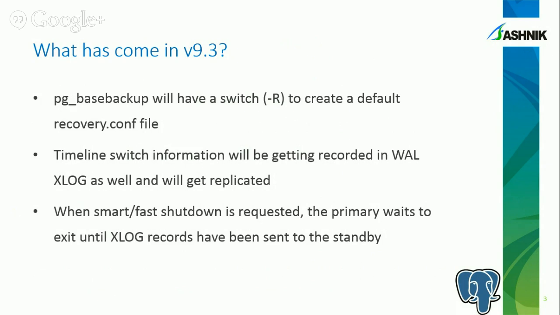Then the third very critical thing, which is probably not a tangible feature but is very important: whenever you do a smart or fast shutdown, in addition to your data blocks being flushed, what additional thing will happen is that xlogs will also get replicated. Any transaction which has committed so far will also get replicated to the standby servers before your primary is brought down completely, which means that you don't lose any transactions when you shut down your primary in a smart way or in a fast way. So this is great for your switchovers, and you don't have to really rebuild your masters in that case.